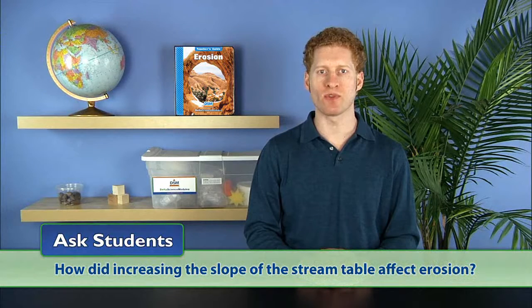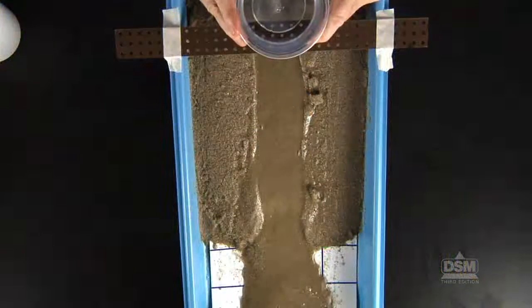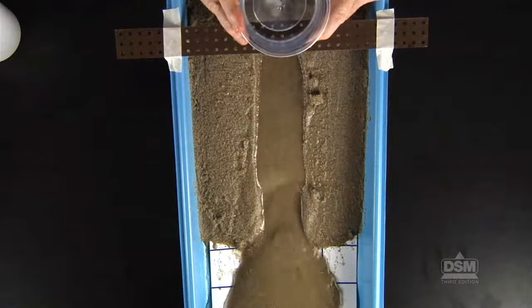After everyone has finished recording their observations, ask students, how did increasing the slope of the stream table affect erosion? Students should relate that more squares on the grid were covered up by eroded sand with each increase in slope. Guide students to conclude that the steeper the slope of the stream bed, the faster the water flows and the more force the water has, increasing the effects of erosion. Have students fill in the last column on the activity sheet table, ranking the erosion at 3 elevations.